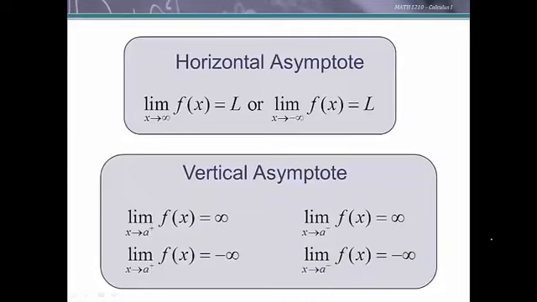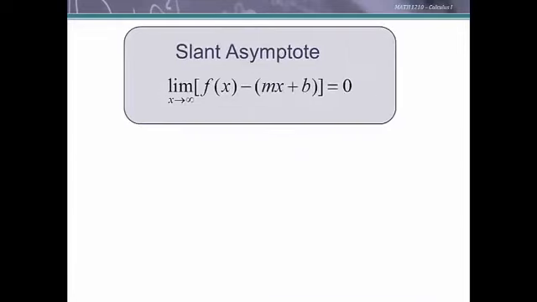And if any of these things happen, then we say a is a vertical asymptote of the function. We also have one more kind of asymptote. It was called an oblique asymptote, probably in your college algebra. It's called a slant asymptote here, same thing. The limit as x approaches infinity of f of x minus (mx plus b) equals 0. If that's true, we have a slant asymptote.